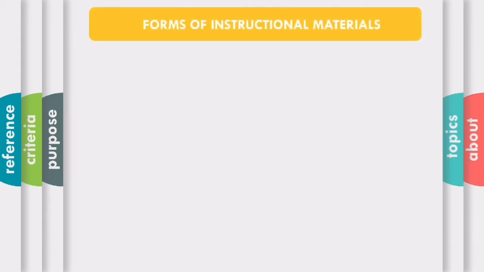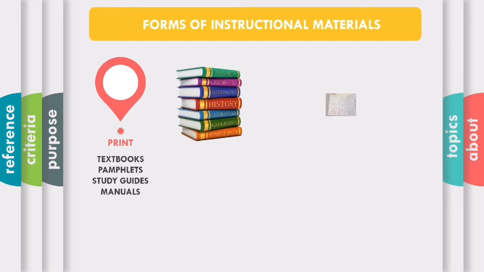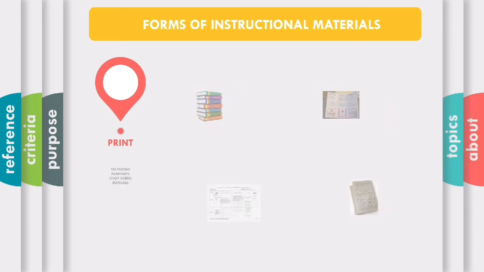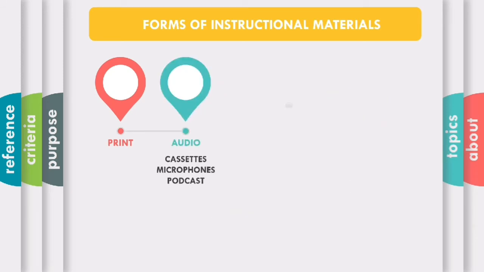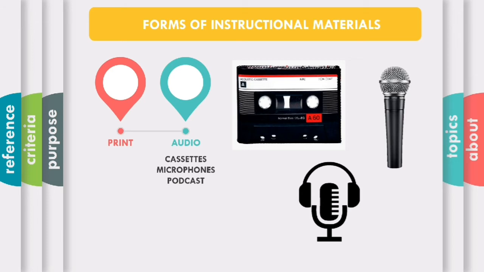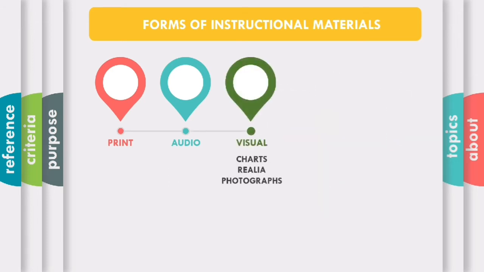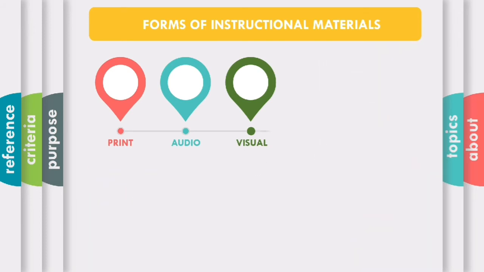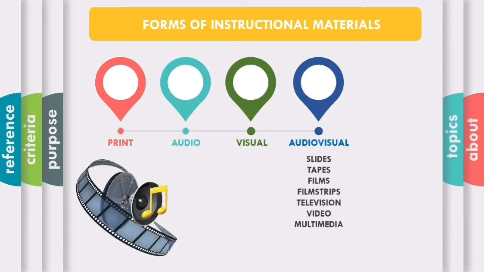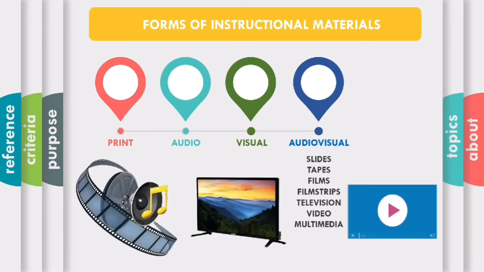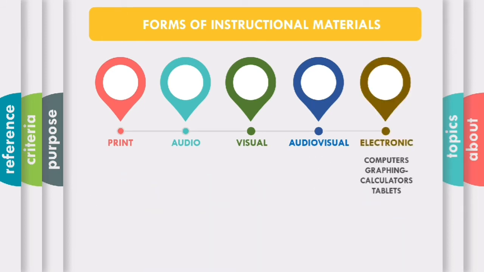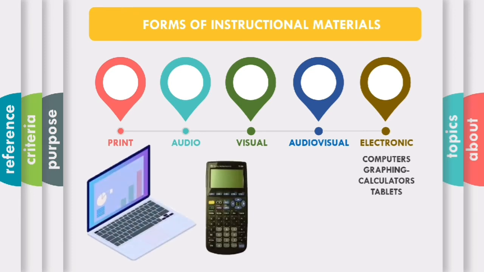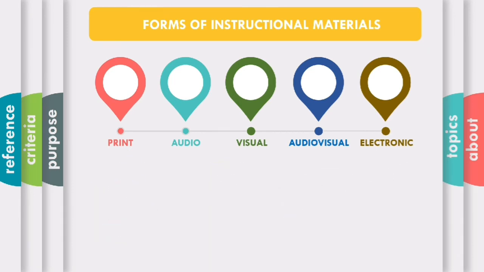These are the various forms of IMs. We have the print, and under print are textbooks, pamphlets, study guides, and manuals. We also have audio: cassettes, microphones, podcasts. Next, we have visual: charts, realia or real objects, and photographs. Then we have audiovisual. We have slide tapes, films, film strips, television, video, and other multimedia. And of course, we have the electronic interactive, which includes computers, graphing calculators, and even tablets.